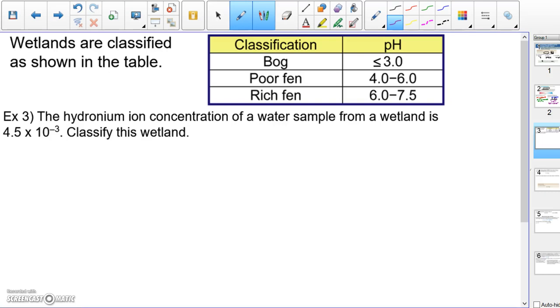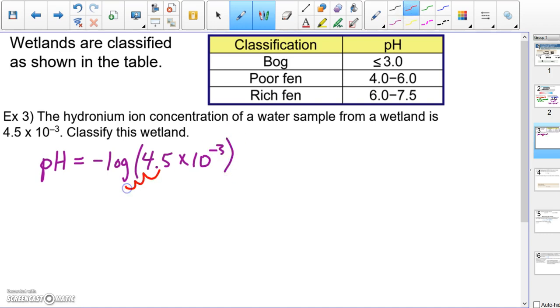Wetlands are classified as shown in this table. Example 3 says the hydronium ion concentration of a water sample from a wetland is 4.5 times 10 to the negative third. Classify this wetland. So we've got a formula that says the pH is equal to the opposite of the log of that hydronium ion concentration. So in this case, 4.5 times 10 to the negative third.